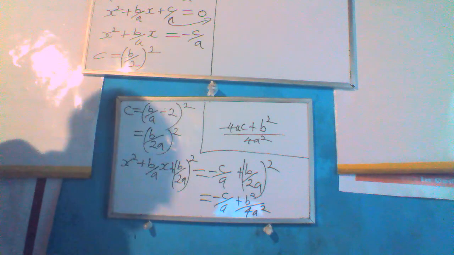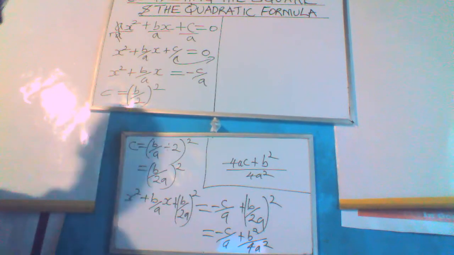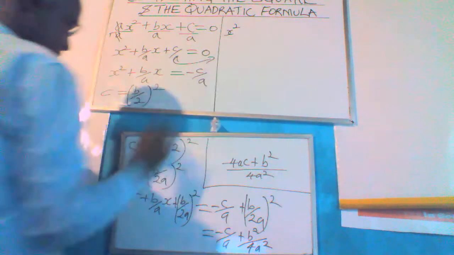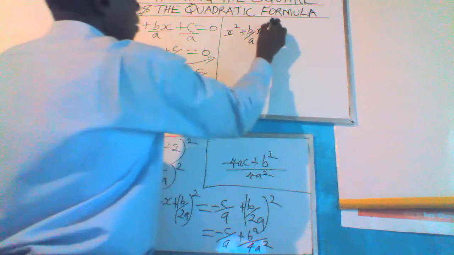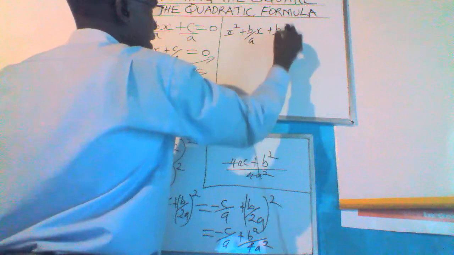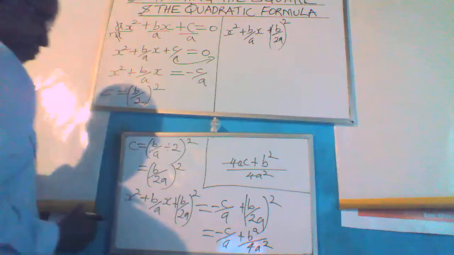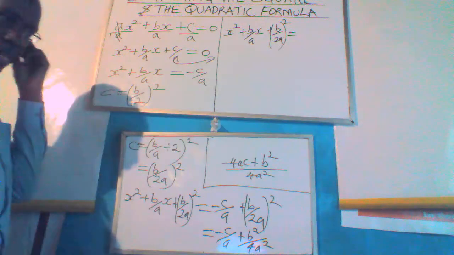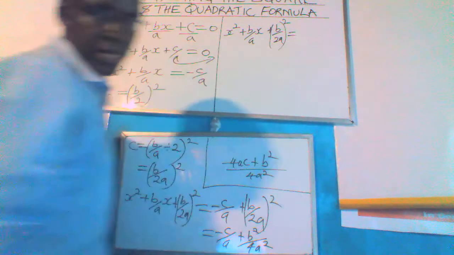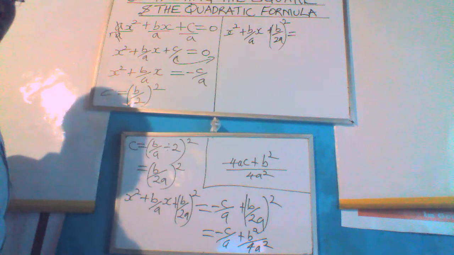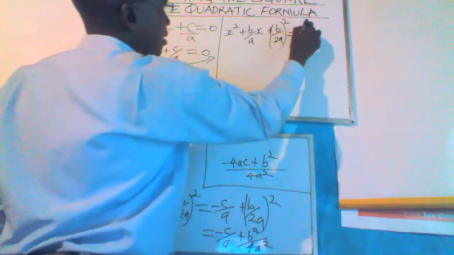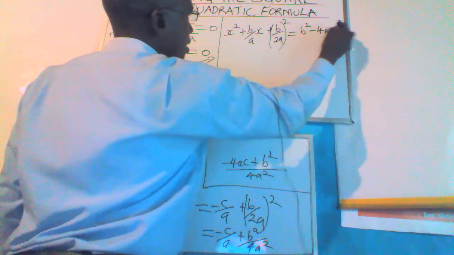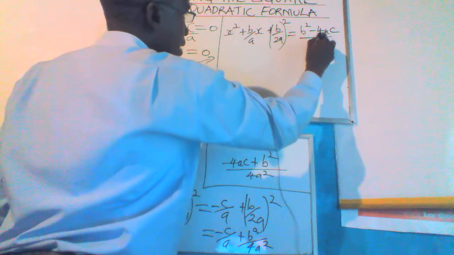The next thing is to represent the left and right expression as a complete expression, and in this respect we'll end up having x squared plus b over a x plus b over 2a into bracket squared is equivalent to the right hand expression, which in this case has been found as minus 4ac plus b squared over 4a squared. So that is the same as b squared minus 4ac all over 4a squared.